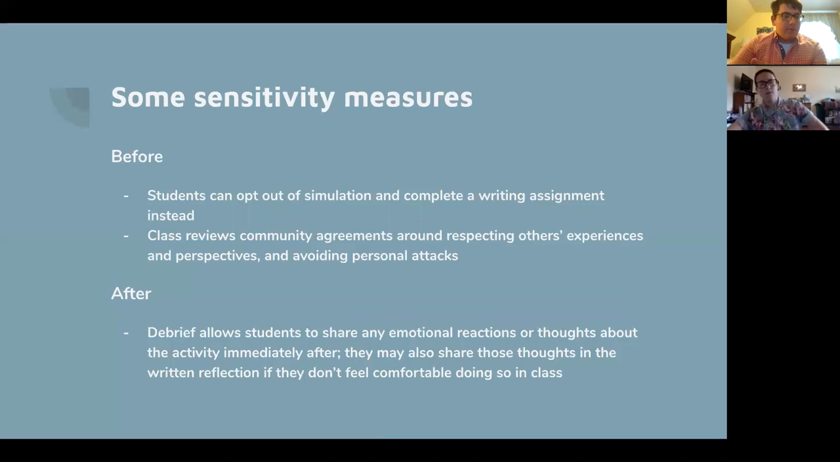So the idea would be beforehand, we'd want to check in with any students who we know have a family or personal history or connection with recent migration to the US. If those students didn't feel comfortable doing this simulation and wanted to opt out, they would have the option to complete a writing assignment instead, where they, after the social studies lesson, would reflect on what they know about the asylum system and summarize it, and do so in Spanish as a language activity.